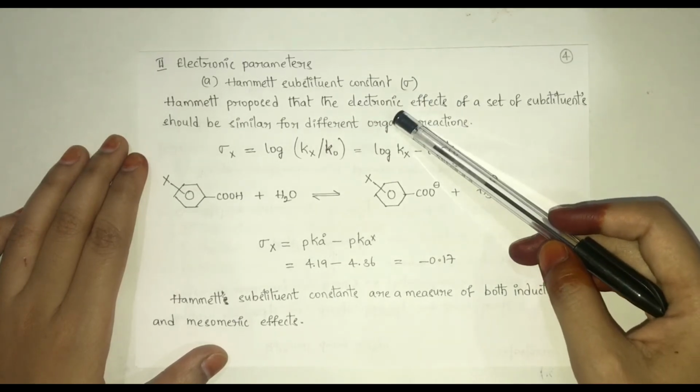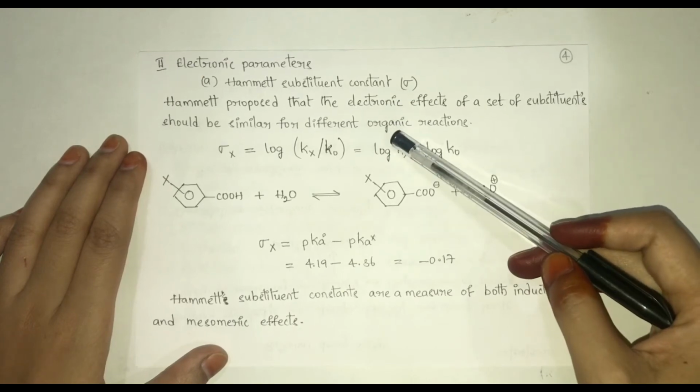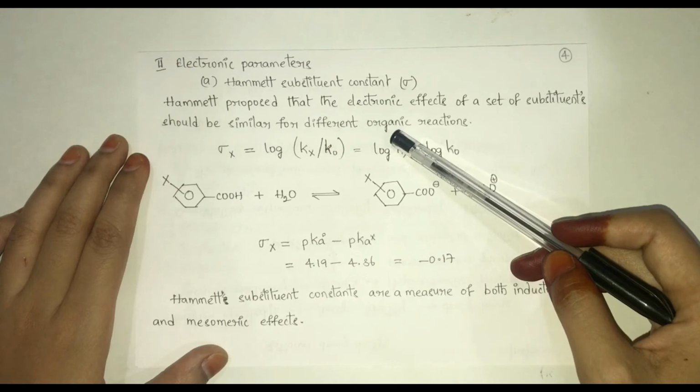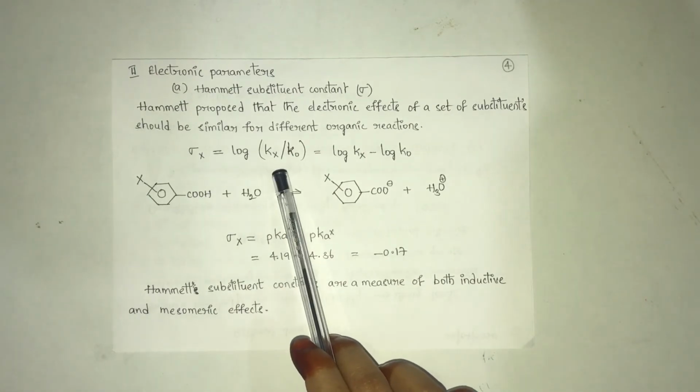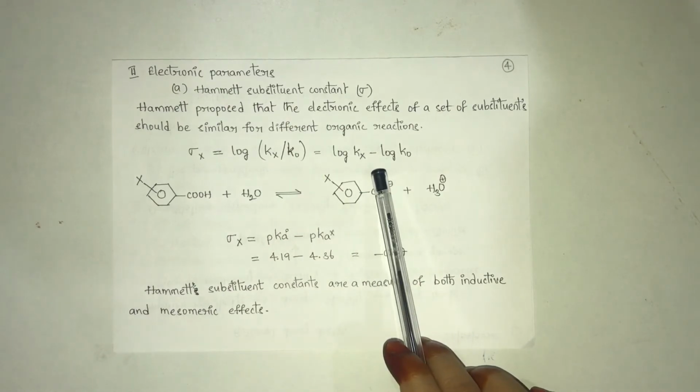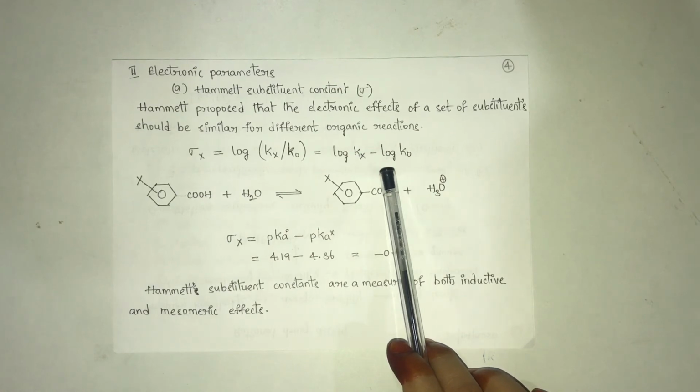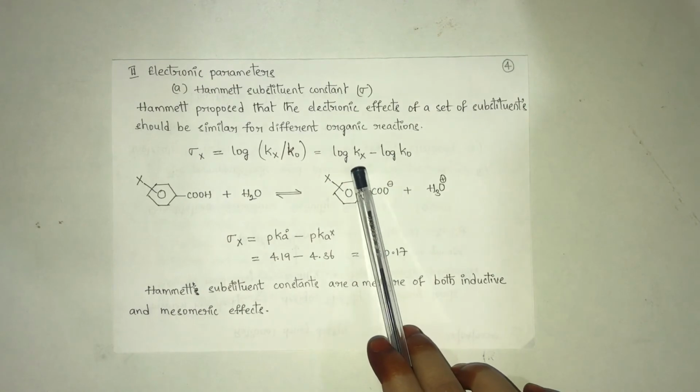Hammett proposed that the electronic effects of a set of substituents should be similar for different organic reactions. The electron withdrawing group attached to the aromatic benzoic acid would increase the acid strength of the carboxyl group, and it increases with electron withdrawing power. Substituent constants are assigned to groups according to their influence on the acid strength of benzoic acid. Sigma x equals log of Kx by K naught, which can also be written as log Kx minus log K naught, where K naught is the dissociation constant for benzoic acid and Kx is the dissociation constant for substituted benzoic acid.